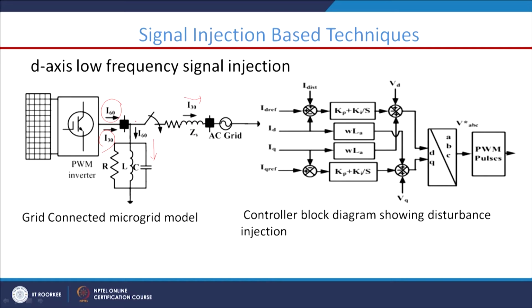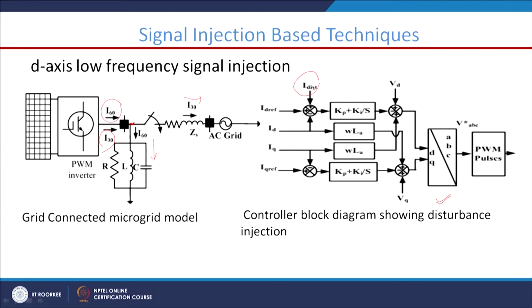And at this PCC, the point of common coupling, we will see what the value of this particular harmonic voltage or harmonic current signal is. This block diagram shows some portion of the controller for the solar system, and you can see how this disturbance signal is injected into the controller of the inverter circuit of the solar system. This is our ID reference. This is basically the D axis low frequency signal injection.